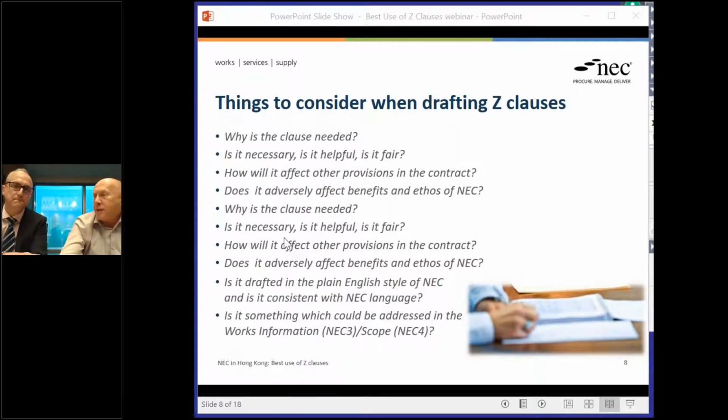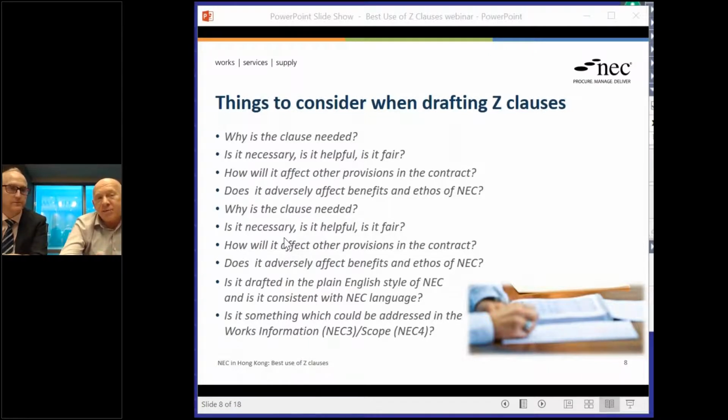I would add another thing in there. Have I tested the logic of this? So we flowchart the contracts, and we flowchart the contracts very carefully to test that actually the logic of the contract works. You don't have any circles or fall off a cliff.